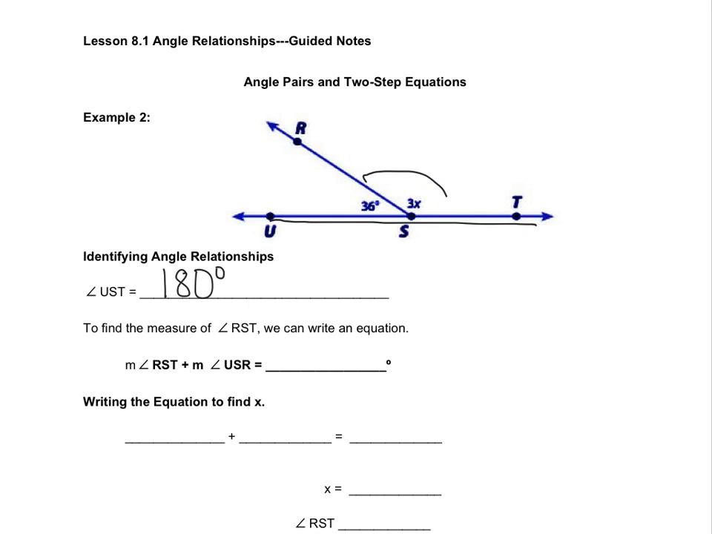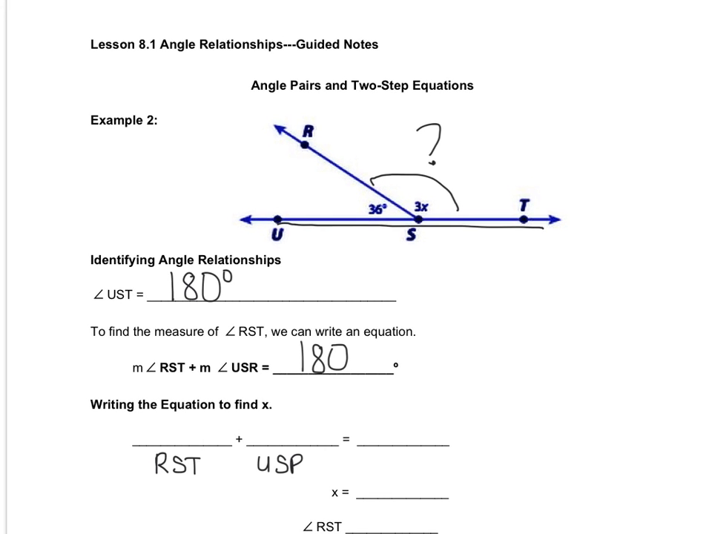So now we're going to use this information here to find this measure RST, which is right here. So we're going to find this. We do not know the measure of this angle right here. So we're going to use what we know to find that. So the measure of RST plus USR is equal to 180 degrees. So now here we have RST and USR.